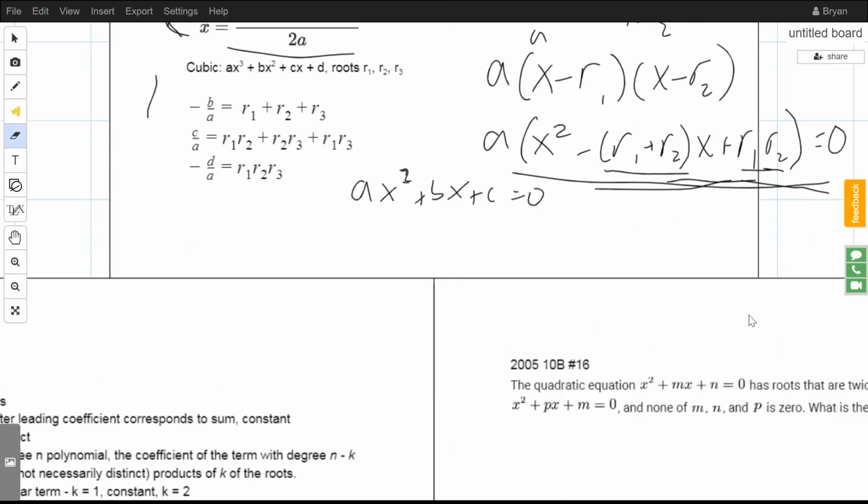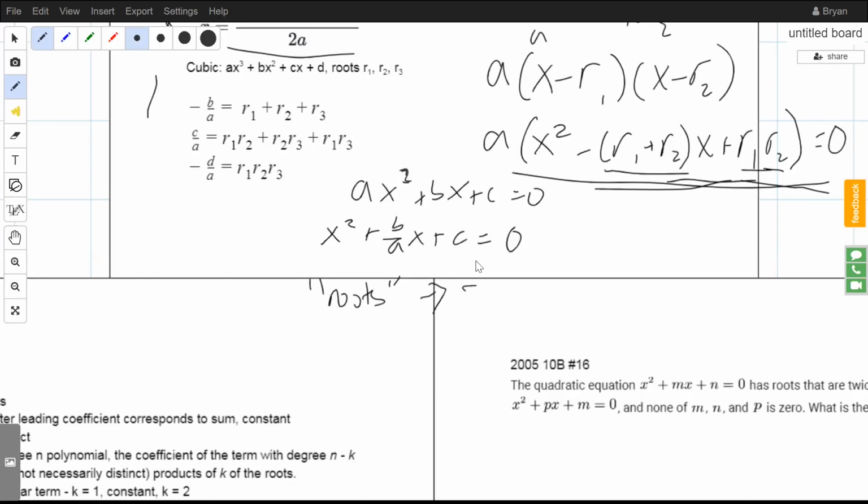How should I rewrite this? Okay, reorganize: x squared plus b over a x plus c over a equals 0. We know that the root of the square itself is going to be negative b over 2a, and it's going to be a single root since it's a square.